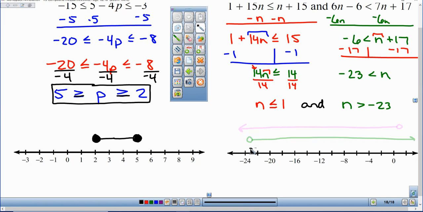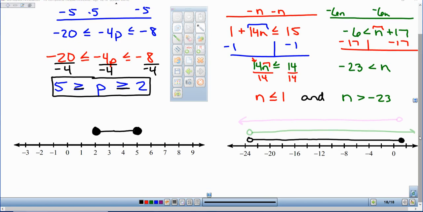So we would go from negative 23 all the way up to 1, and we would fill in at the 1. So now looking at the black part of my graph, how I would write this as an inequality like we see over here would be from negative 23, which is less than my numbers n, and less than or equal to 1.